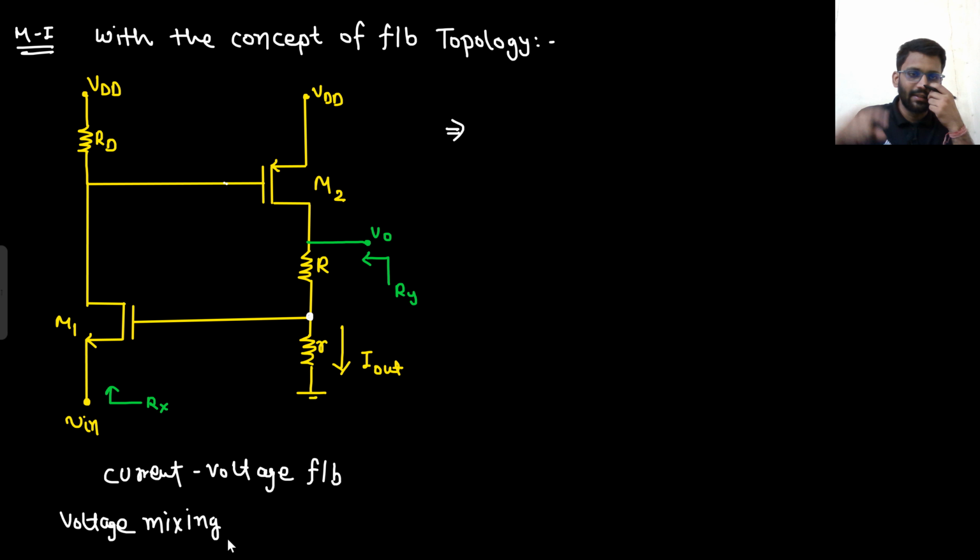I told you the method. What was the shortcut method? That you need to take out the current and you need to see if there are two paths. If current is being mixed or not. Current is not being mixed. So directly current is going in. So there is no current mixing.